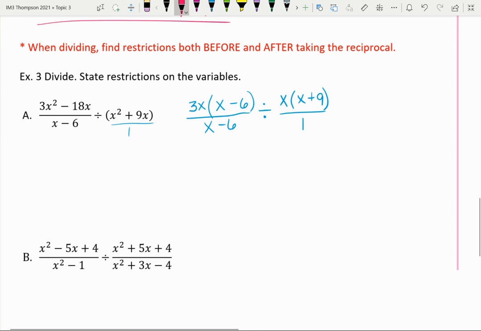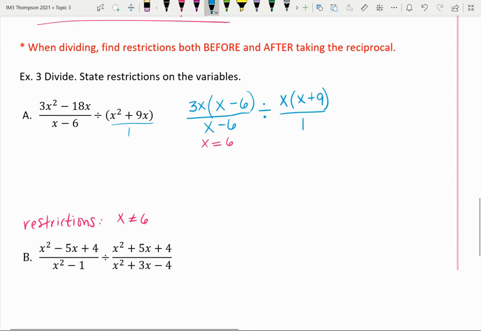So I focus on the denominator. The denominator creates some restrictions for me. I have that x cannot be 6. On the right-hand side, I just have a 1. There's no variable there. That doesn't create a restriction. So I factor, find restrictions.